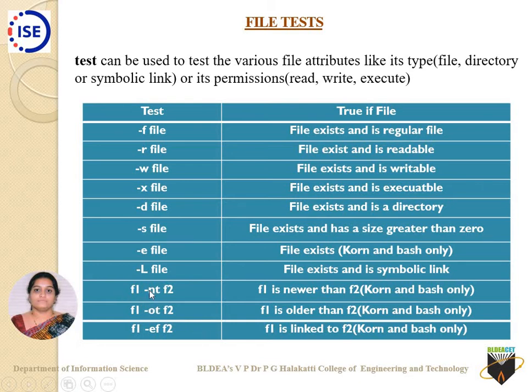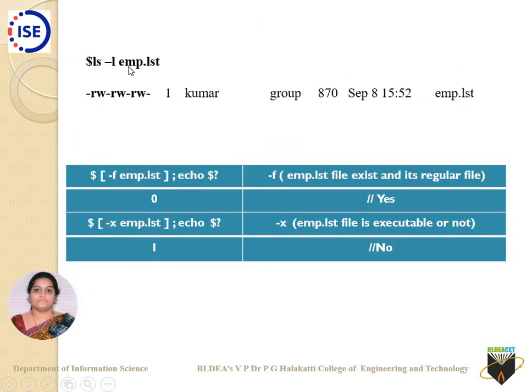Then f1 -nt f2. Here nt specifies that f1 is newer than f2. Newer than means it has been created after f2. Older than means f1 was created, or is existing, before f2. Then similarly f1 -ef f2. What does this mean? f1 is linked to f2. Okay, got it.